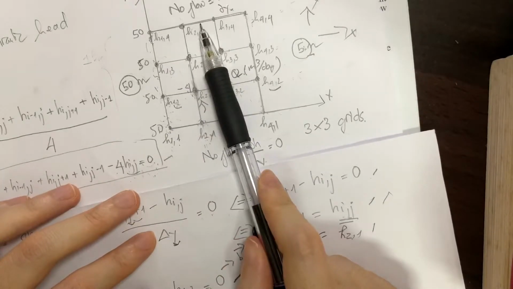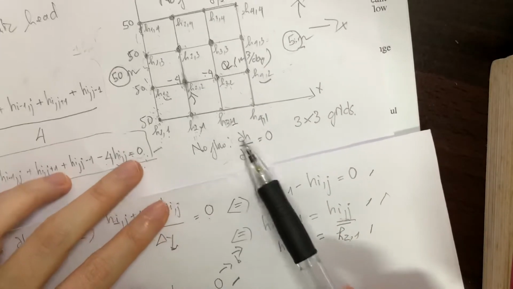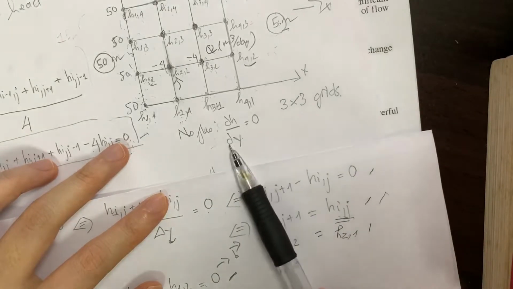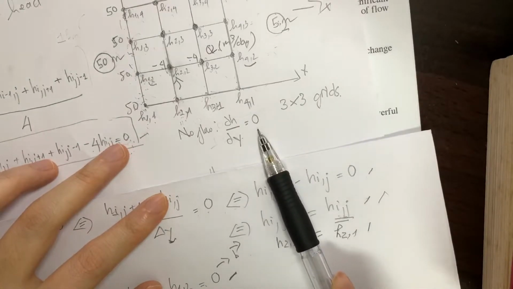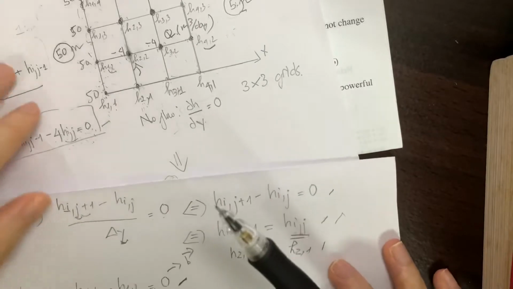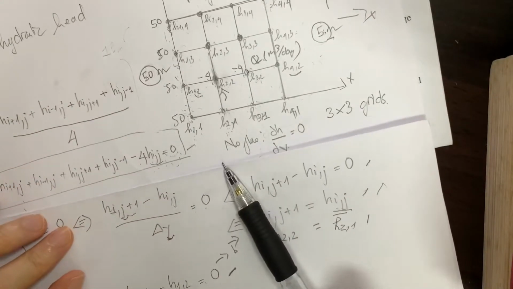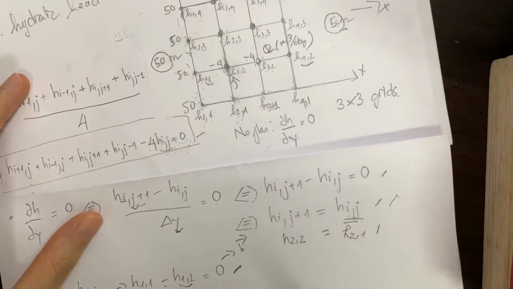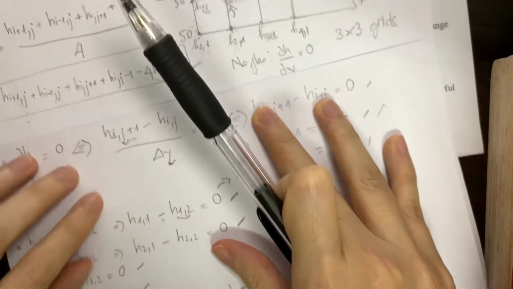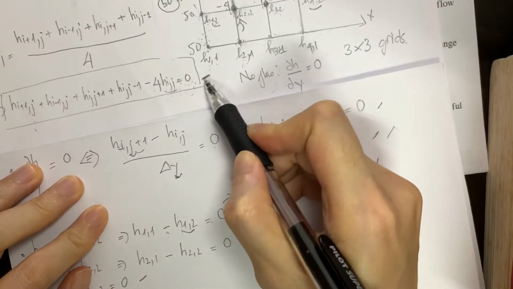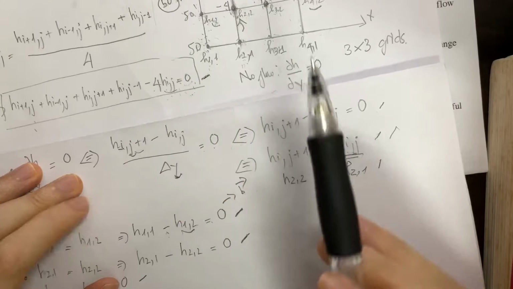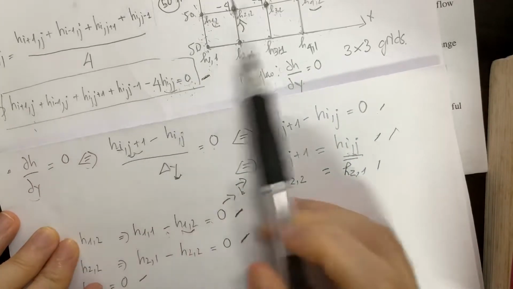So for the no flow boundary, we will have the equation: the partial derivative of s over the partial derivative of y equal 0. We have to solve it and combine it with the Laplace equation we derived before to make a system of equations. So this one is the final form of the Laplace equation we have already derived before, and this one is the equation for your no flow boundary.